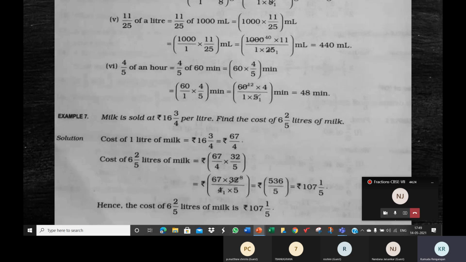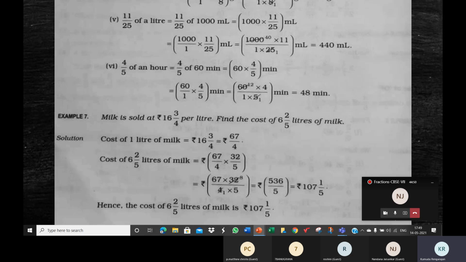Let's read the question again. Milk is sold at rupees 16 per liter. 1 liter is 16 rupees. Find the cost of 6 liters of milk. 6 liters will be 6 into 16. In the same way, milk is sold at rupees 16 3 by 4 per liter. Find the cost of 6 2 by 5 liters of milk. This is multiplication.